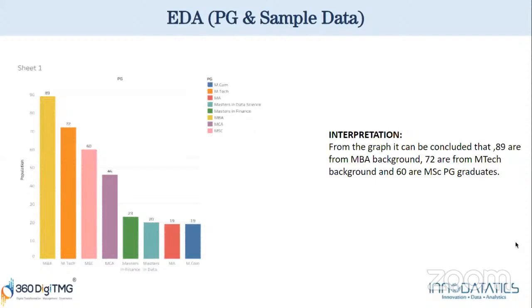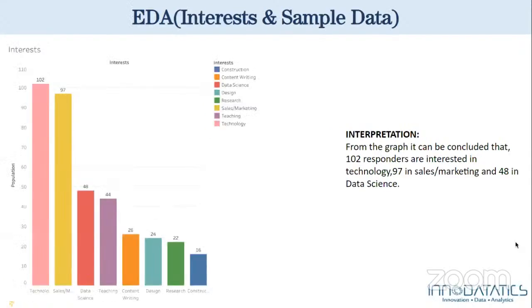Hello guys, this is Irfan Ansari. Now see the EDA, PG and sample data. From this bar graph, it can be easily interpreted that most of the aspirants have chosen MBA and MTech over others.